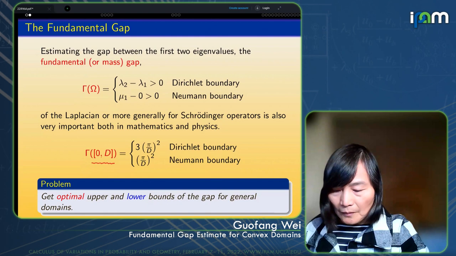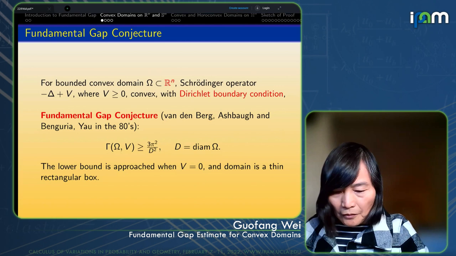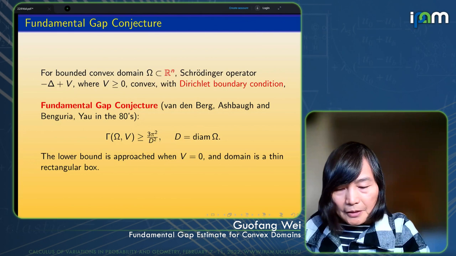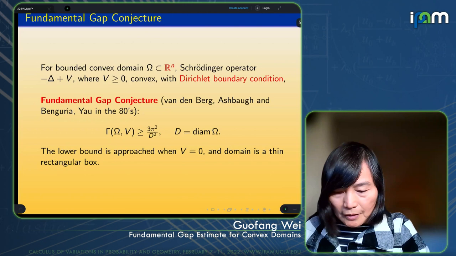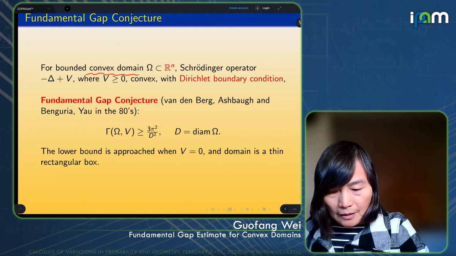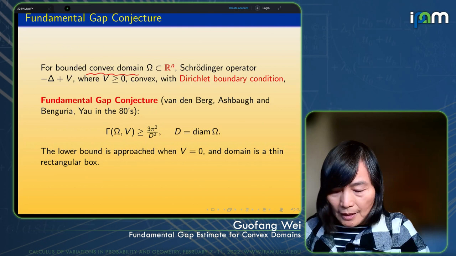So let's start with the Euclidean case. That's referred to as the fundamental gap conjecture. For any convex domain, you consider the Schrödinger operator with a potential. The potential V is in general assumed to be convex. With the Dirichlet boundary condition, the conjecture says that for any convex domain, and here convexity is important, since if it's not convex, the lower bound goes to zero, the gap is bigger than or equal to 3π²/d², which was the number we saw for an interval with length equal to d.